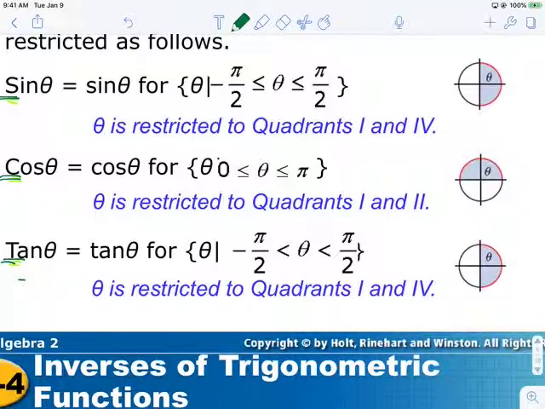Okay, so why do you think they're capital? What reason do you think they're capital? Because we have a domain restriction. So if you see capital, it means that they're restricting the domain. You don't have to memorize these. I would give it to you if we have an assessment.